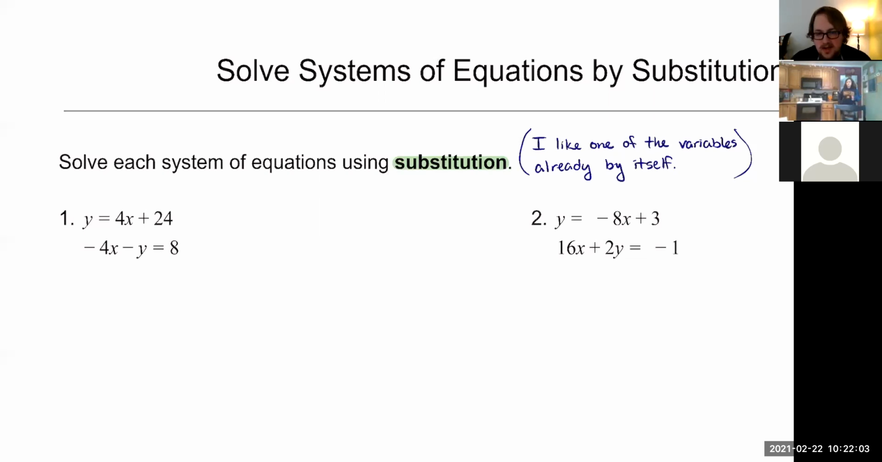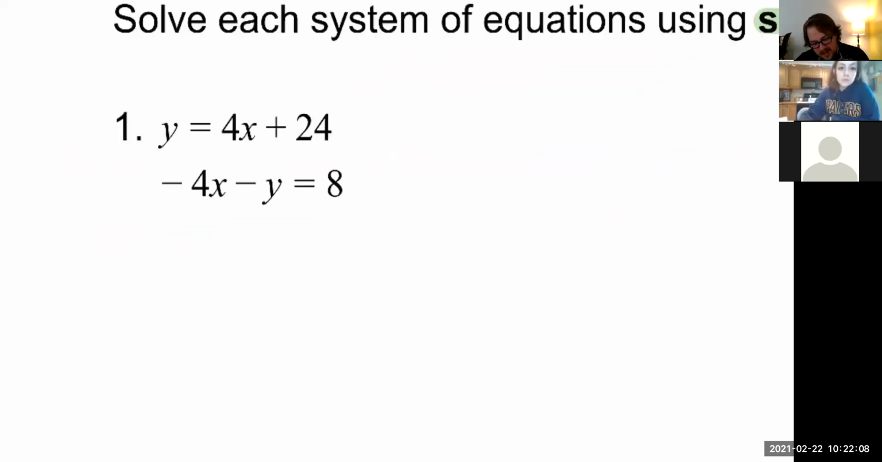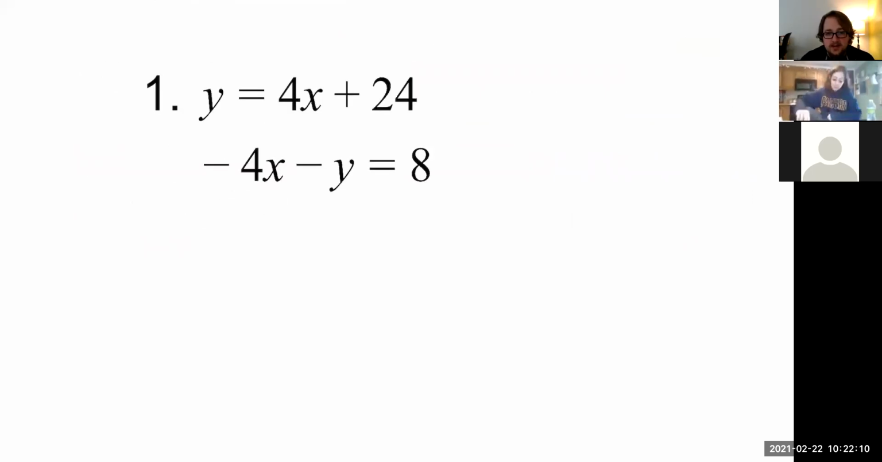So for substitution, like I've already alluded to, I really, really, really like one of the variables by itself. And in this first example here, which variable's by itself? Y. The y, and which equation? The top one. So after one of the variables is by itself, which is technically the first part of the first step, the second part of the first step is to box in whatever that variable is equal to. So in this case, wherever now I see a y, I can replace it with 4x plus 24.